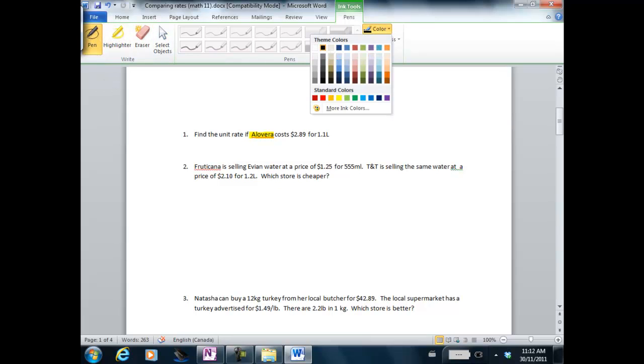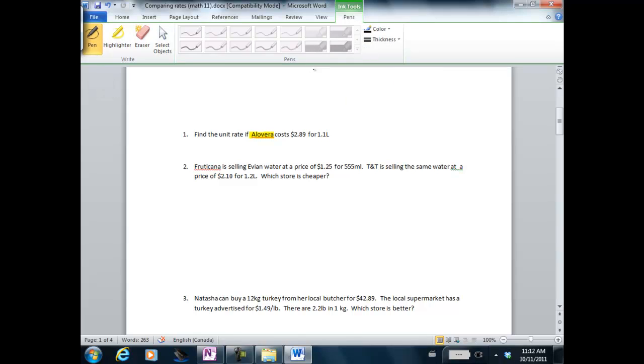Here we go. Find the unit rate. If aloe vera costs $2.89 for 1.1 liter, the reason we find the unit rate is that we want to compare. So create your formula. Unit rate equals, guys, gals, there's always something on your mind: money.